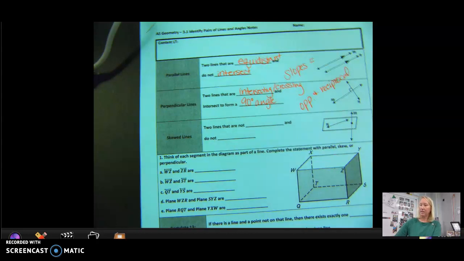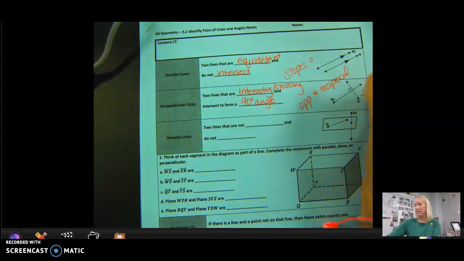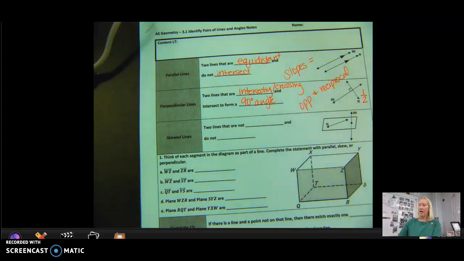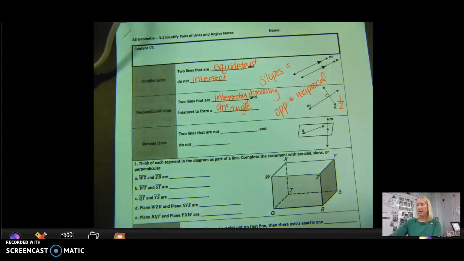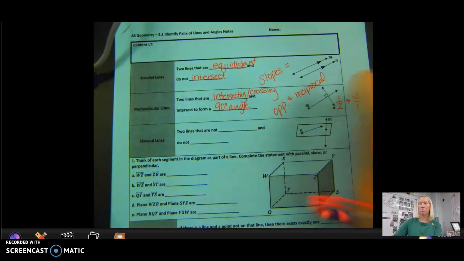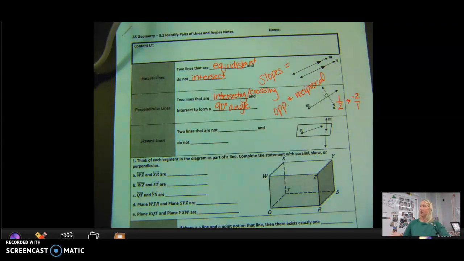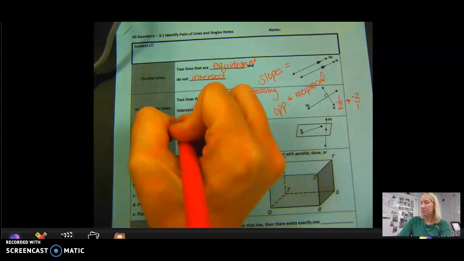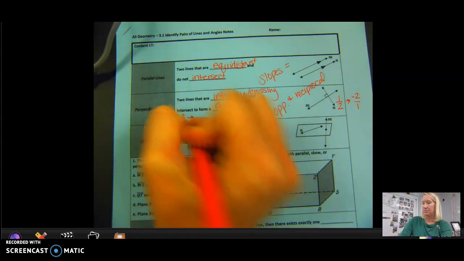So what I mean by that, like if I had one line that had a slope of 1/2, opposite of 1/2 would be negative 1/2. But then the reciprocal would be to flip it, right? So it'd be negative 2/1 or just negative 2. So if I had a slope of a positive 3, opposite reciprocal to that would be negative 1/3.